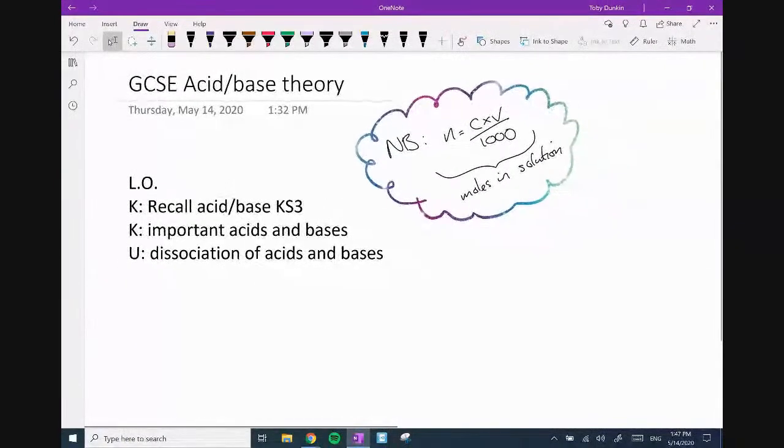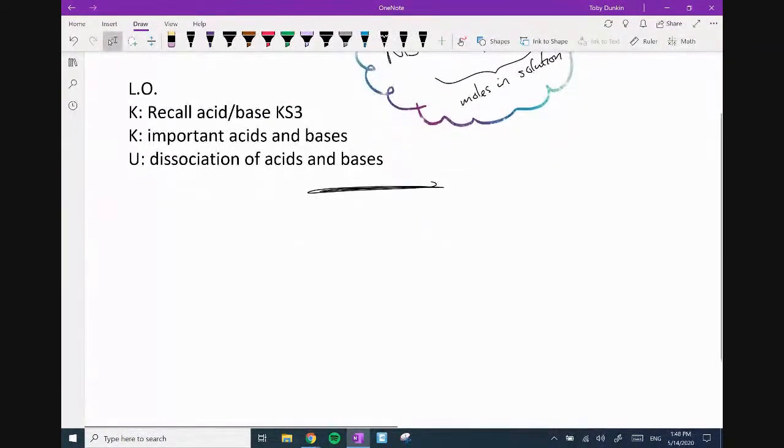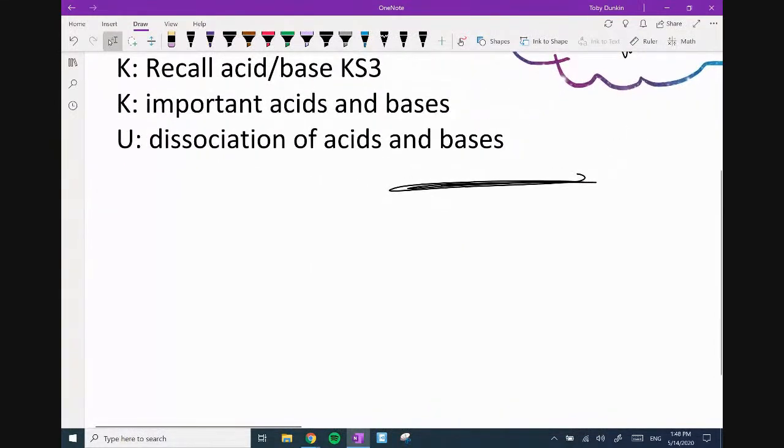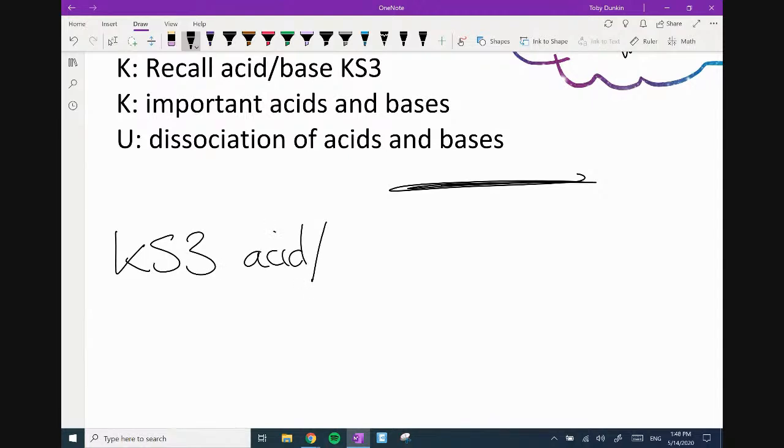Okay, so I think the first thing we need to do is box off key stage 3. So subtitle, guys, I'm going to leave the learning objectives there. Key stage 3, acid-base theory. I'll put acids and, by the way, okay, first thing I need to mention is this nightmare.